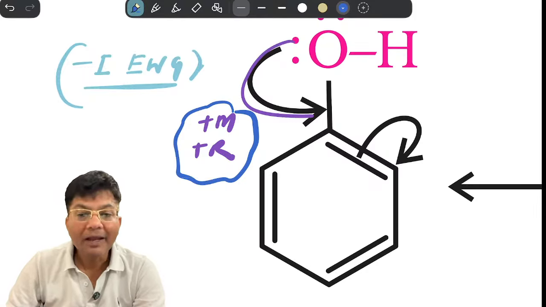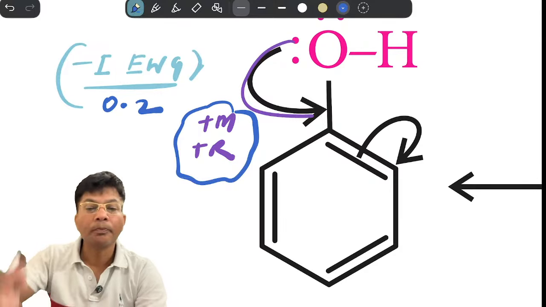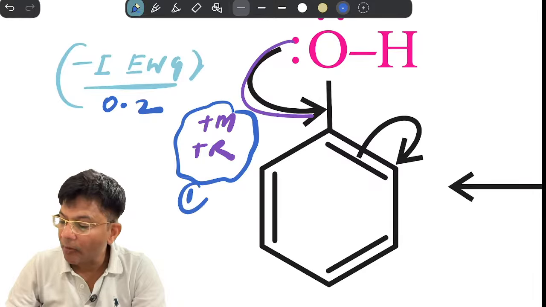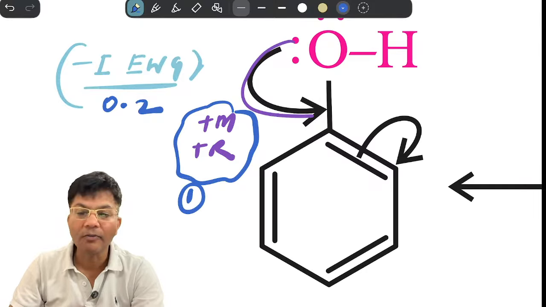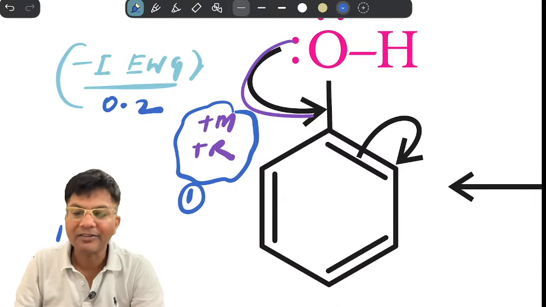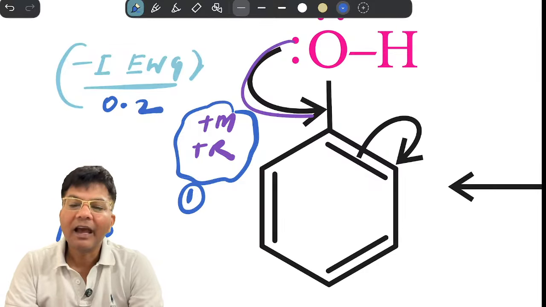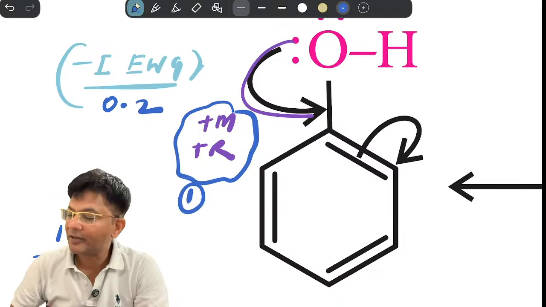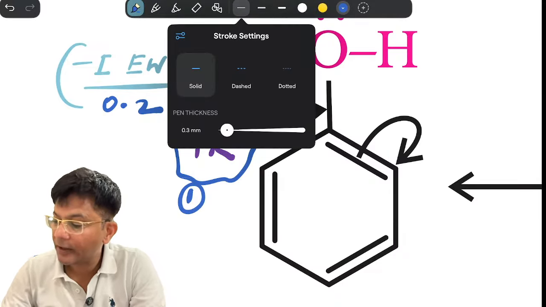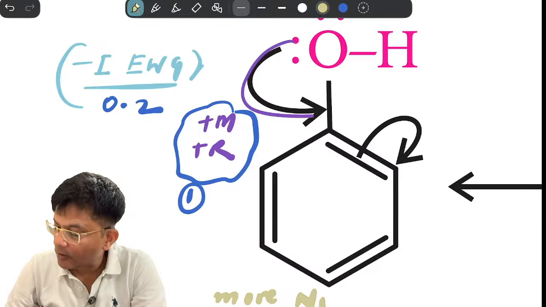So, by minus I, suppose it has withdrawn 0.2 electrons, but through plus M, it has donated 1 electron. Overall, how much does benzene benefit? 1 minus 0.2, that is a benefit of 0.8 electrons. I am not saying that exactly it will be 0.8, it can be anything, but overall, benzene is in benefit, benzene has got more electron and has become more nucleophilic. I hope everyone is getting it. So its nucleophilicity got increased.